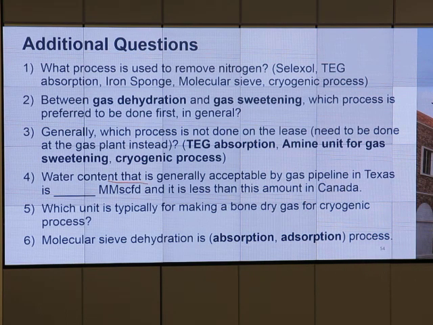Water content that is generally acceptable by gas pipelines in Texas is 7 pounds per MMSCF, and it's less than the amount in Canada. If I put that in the exam, I will do the correction.